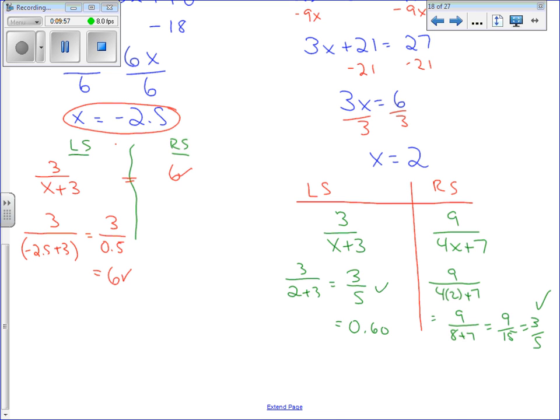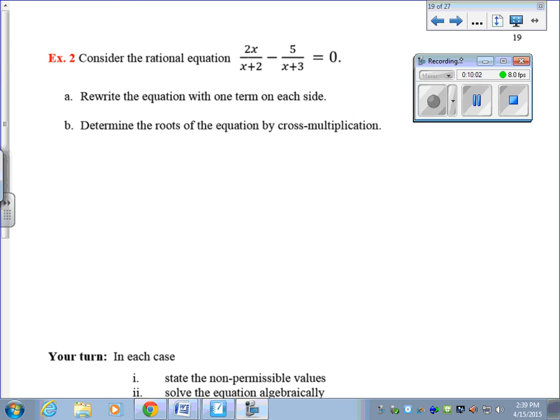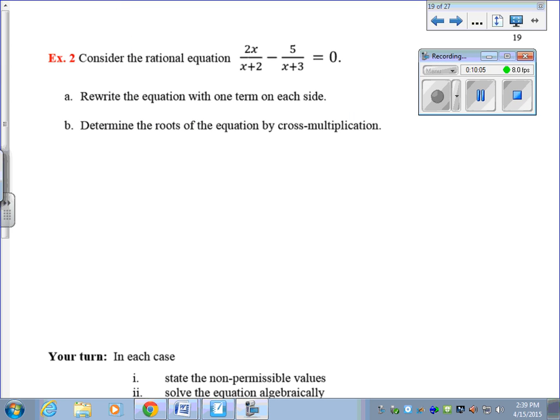Okay, the question on the next page is similar, except it starts with two terms on the left-hand side and 0 on the right-hand side. When we get that, we can rewrite it so we get a single term on each side. So we would rewrite that as 2x over x plus 2 equals 5 over x plus 3, because that's subtracted, so I'm just going to add 5 over x plus 3 to both sides. So that cancels it here. Then I'm in a situation where it's a little easier to cross multiply.